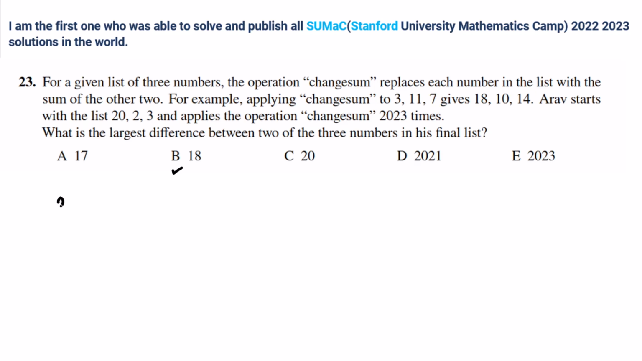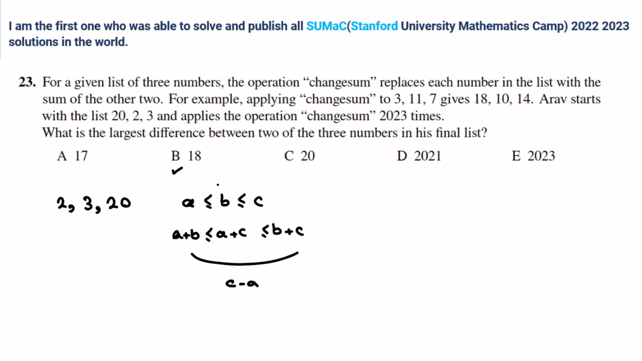Yeah. And let me also ask you something. Because when a is less than or equal to b less than or equal to c, then the smallest is a plus b, the greatest is b plus c, right? Yeah. And a plus c will be between them. So the difference here is c minus a, right? Yeah, that's c minus a. So it is 18.